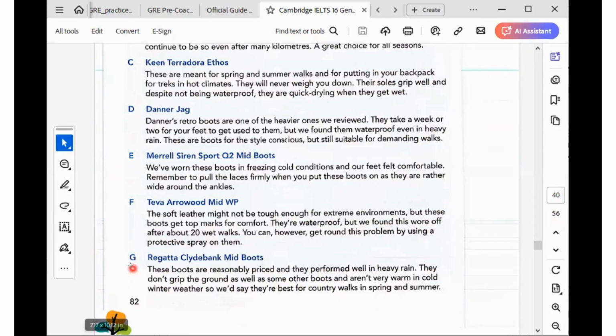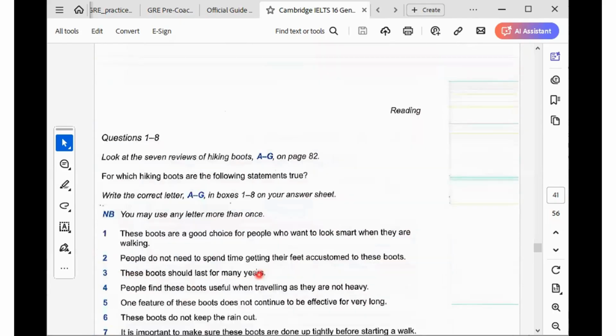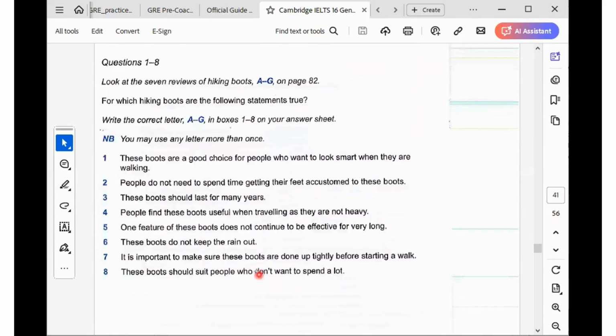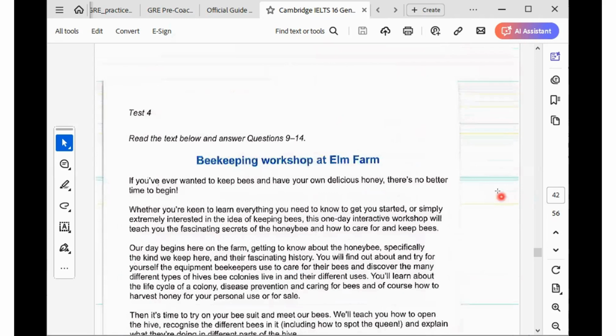Okay? Paragraph G now. These boots are reasonably priced. Reasonably priced means what? They are affordable. Number 8, these boots should suit people who don't want to spend a lot. So number 8 is going to be matched to what? Paragraph G. Ladies and gentlemen, I've solved questions 1 to 8. Now let's move to question 9.